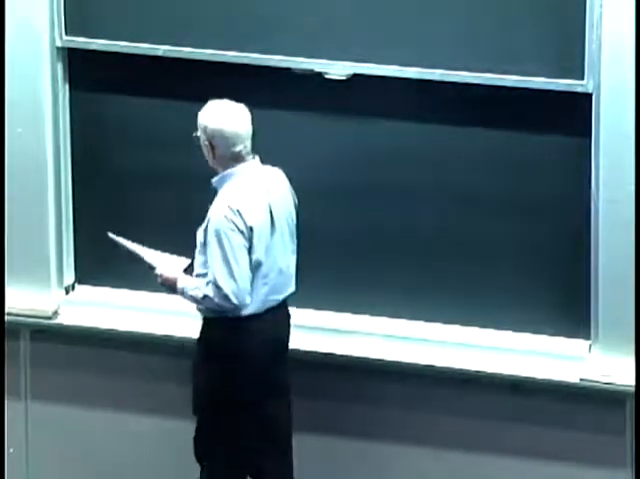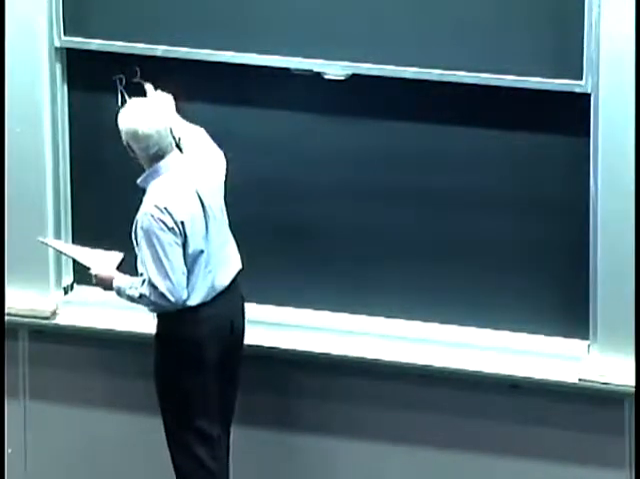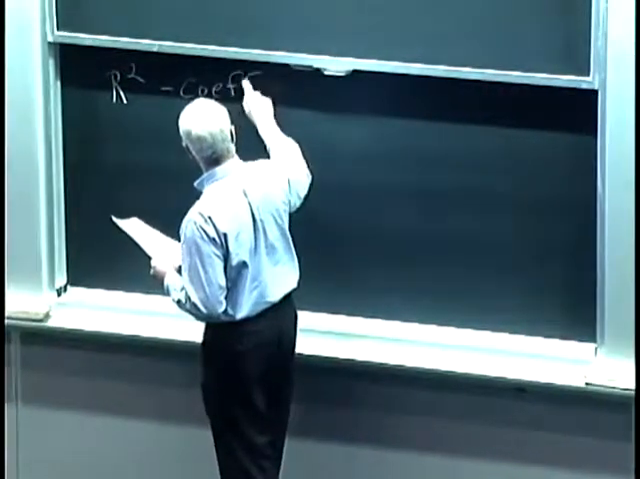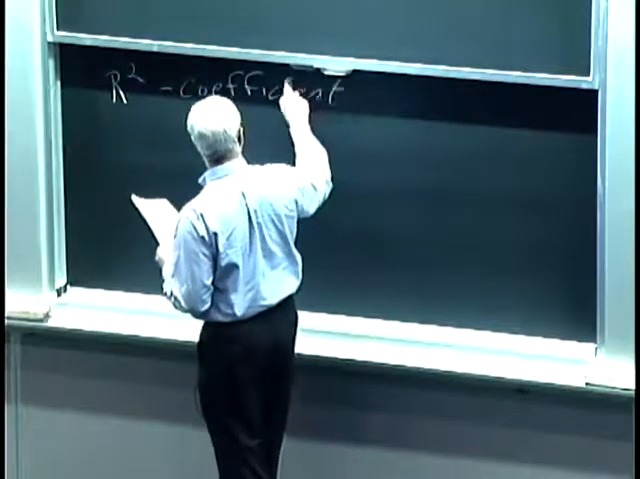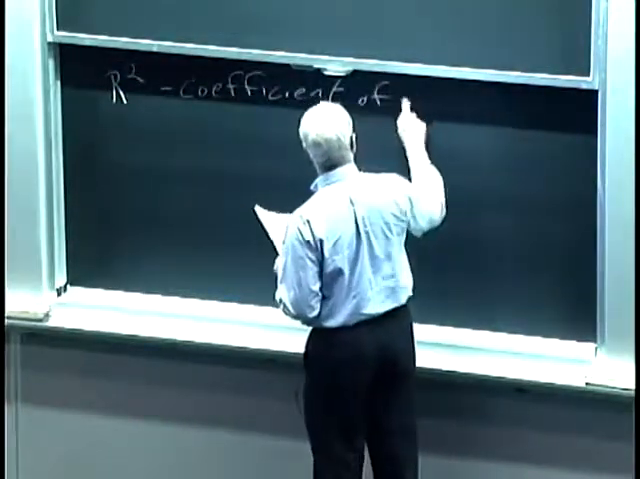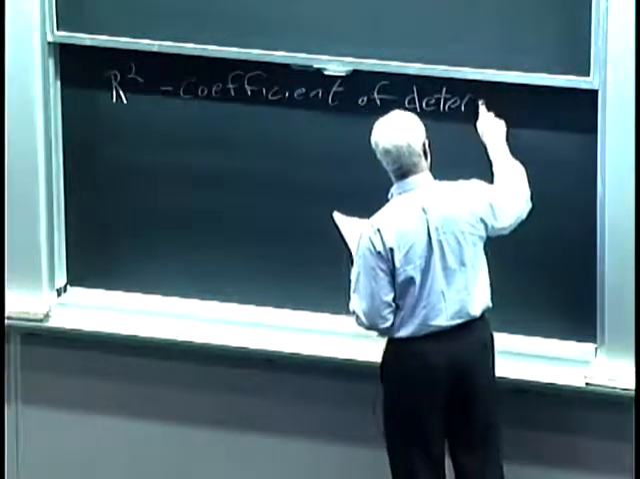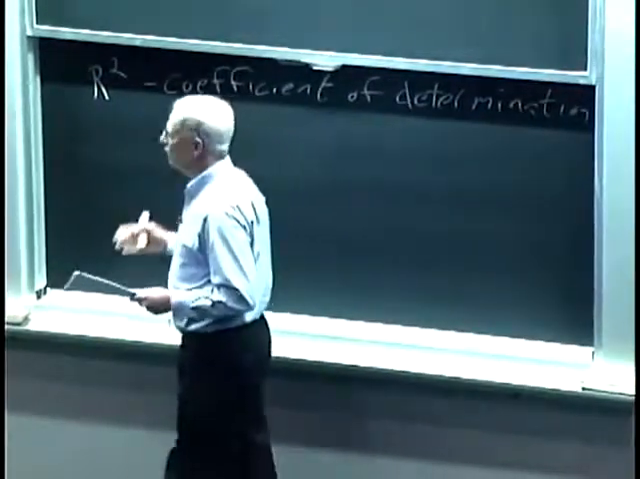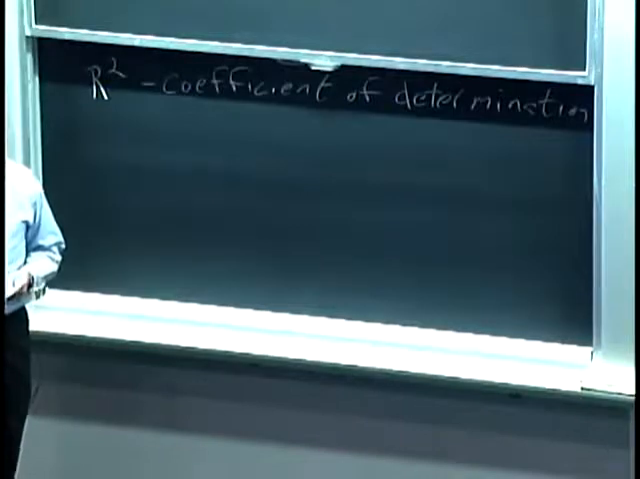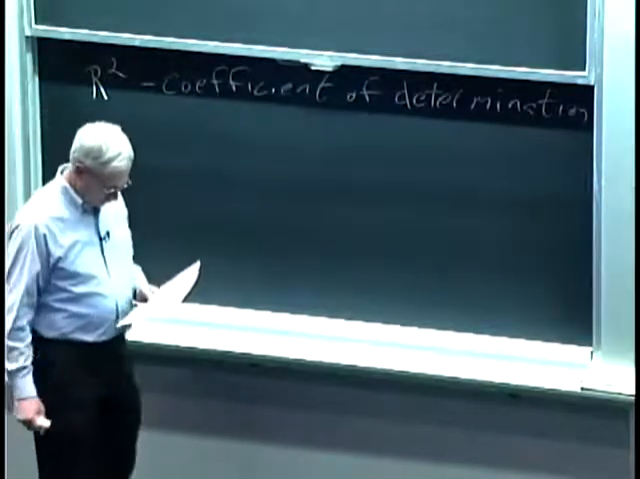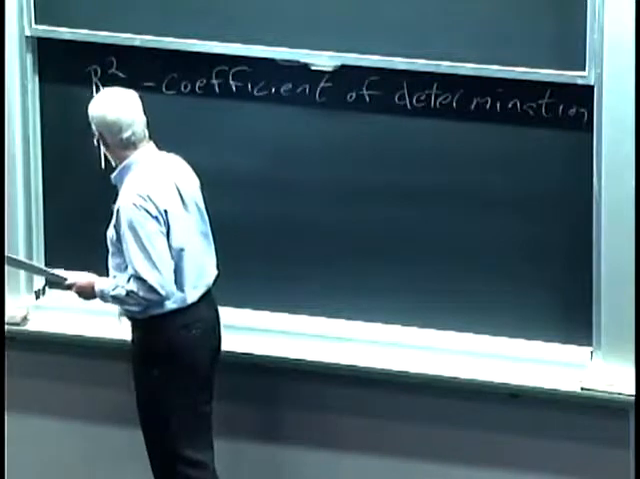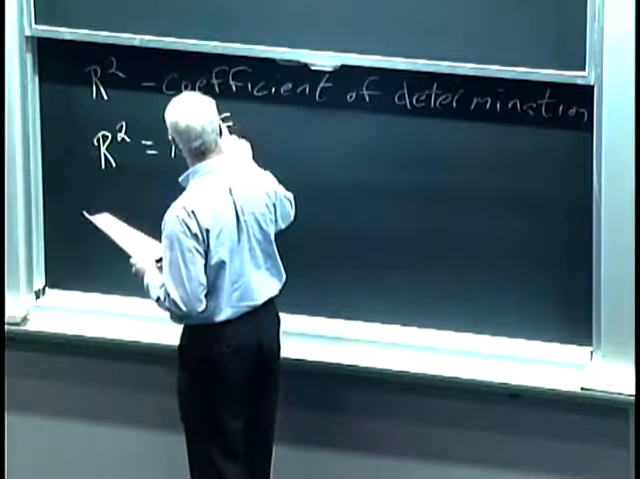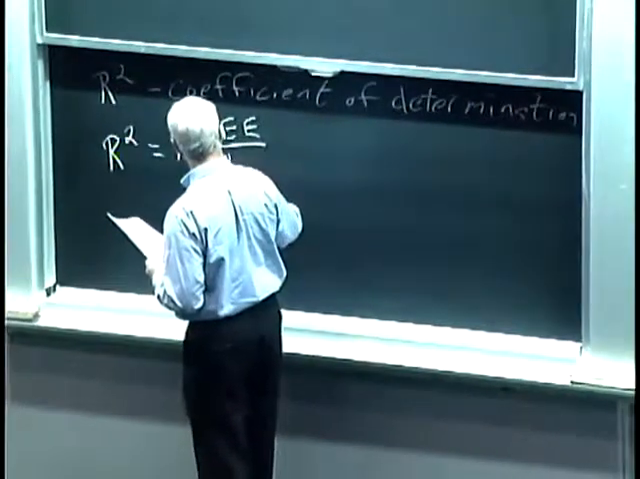And we're going to look at something that the statisticians call R squared, which in the case of a linear regression is the coefficient of determination. Now, this is a big fancy word for something that's actually pretty simple. So what R squared is going to be, and this is on your handout, is 1 minus EE over DV.